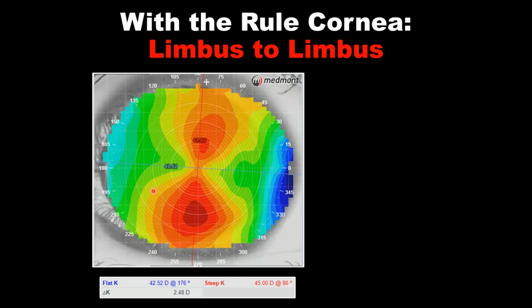Let's take a tougher case. Here's a patient with limbus to limbus corneal astigmatism. Notice the hot meridian runs from one side of the eye to the other. We have 2.5 diopters of corneal astigmatism. So the central corneal astigmatism is a reasonable level, but look at the periphery. Your peripheral cornea also has toricity. So we have both the central corneal astigmat, but also a peripheral corneal astigmatism.